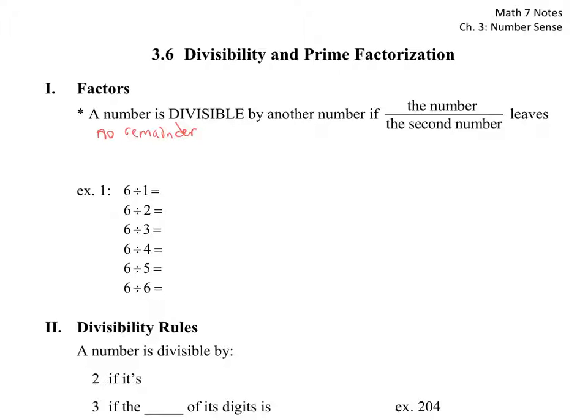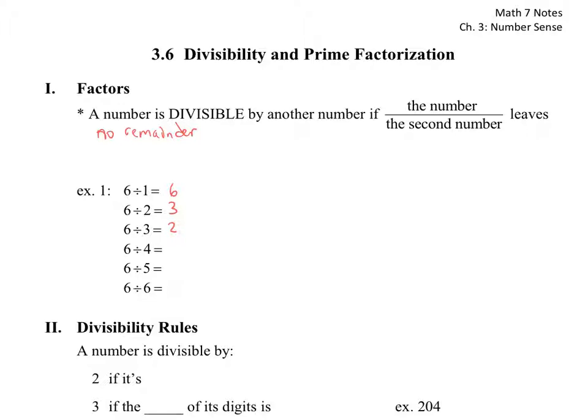So, for example, 6 divided by 1. What do you get? You get 6. Is there a remainder? No. So 1 would be a factor of 6. 6 divided by 2 is 3. Is there a remainder? No. So 2 would be a factor of 6. 6 divided by 3 is 2. Is there a remainder? No. So 3 is a factor of 6.